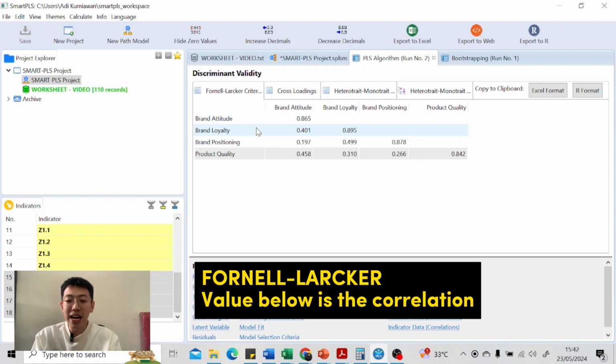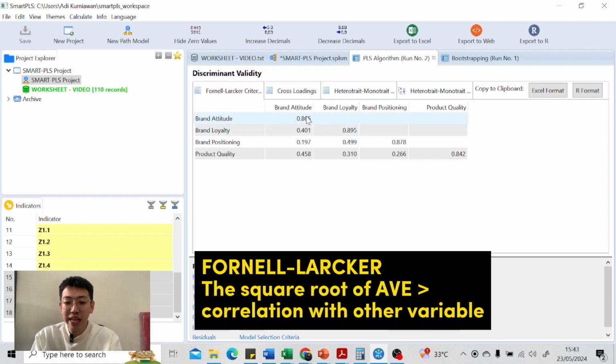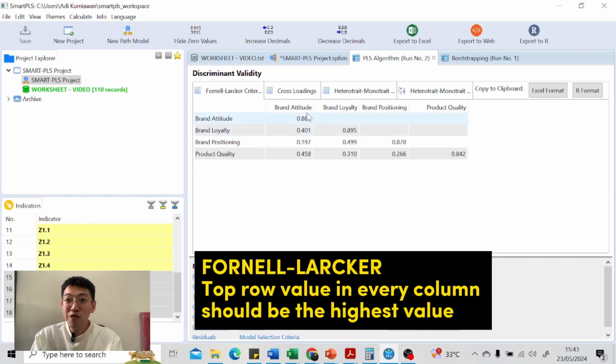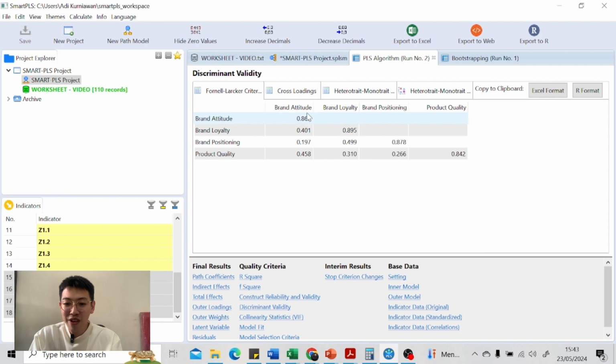The benchmark is that the square root of the AVE of a variable should be higher than the correlation between that variable with the other variable. In easier words, I can say that the top value in each column should be the highest compared to the values below. If you can see 0.865, it is higher compared to the last three values. This one as well, this one as well, this one as well. Therefore, the Fornell-Larcker criteria is met. Or I can say that the discriminant validity criteria is met.